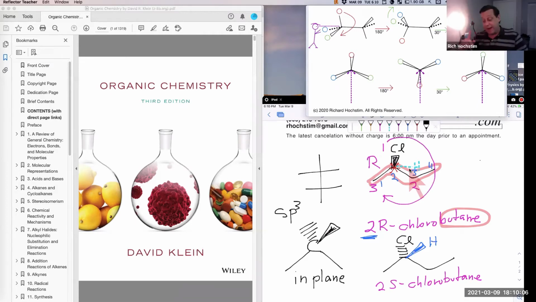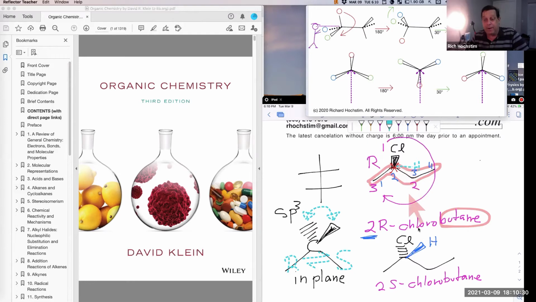So let's go ahead and do it. You will correct that this is S, because when you switch two groups, R and S are going to change. So if I take these two groups here, whatever they are, and I switch them, the R and the S are switching.